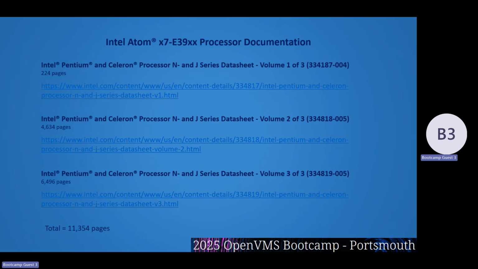You do have documentation for the E3900 processor family. And Intel calls these things data sheets. The first one is 224 pages. Volume 2 is 4,634 pages. Volume 3 is 6,496 pages, for a total of 11,354 pages of CPU, registers, interrupts, what you can do, bits to set, etc. If you were to print this out, this would be more paper than you would get in a ream of copying paper, double-sided.